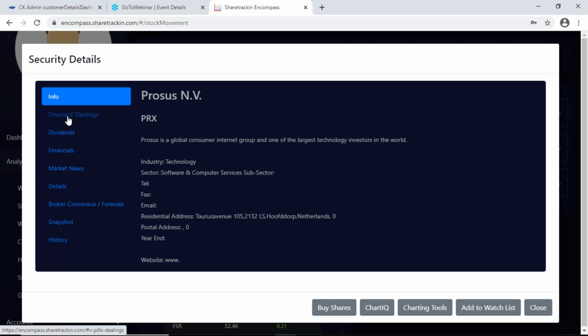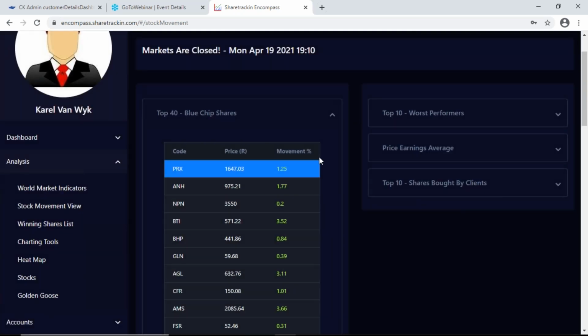From there on, I can see the director dealings. So what the directors are doing with their shares. I can see when they pay out dividends, how much they pay out. I can see their financial statements, the market news. So any news in the market regarding Prosus would then be under market news. You can see the detail, the broker consensus or forecast. This is what the brokers predict will happen to the share over the next 3 years. A snapshot and then history of the share. From here on, I can buy shares, I can view my charting, or I can add it to my watch list. But I'm just going to click on close because that will do on another day.